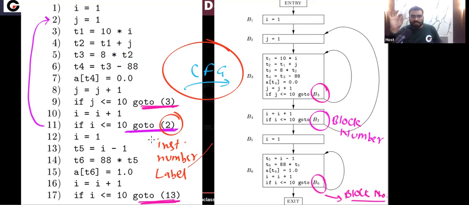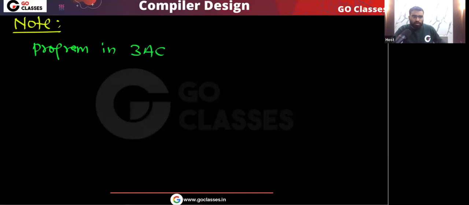So is this point clear? Very simple point. No one will ask you, but did you understand? Please tell me. So remember, when you create the control flow graph, we use the block numbers in the jump instruction. And why do we do that? Very simple. Let's assume this is your program in three address code, and in that program you have an instruction like go to some instruction, like 3.